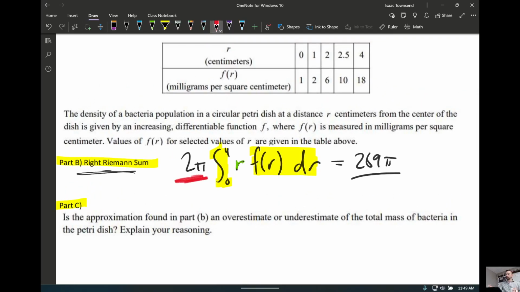So in this one, notice as R gets bigger, do you see how the values get bigger? So you could say f of R is increasing, and if the function is increasing, is a right Riemann sum an overestimate or an underestimate? It's an overestimate.